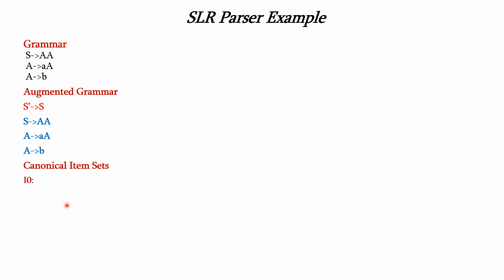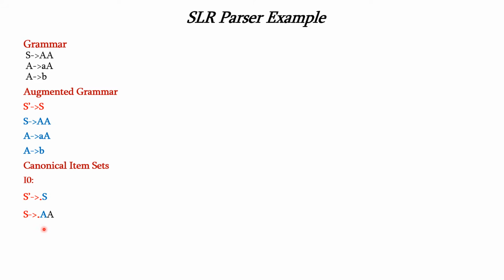For creating the initial item set, we have to introduce the dot before the start symbol in the RHS of the augmented grammar. So here before the start symbol S, we place the dot: S' → .S. Whenever a dot is before a variable, we write the relevant productions of that variable. For S, we have one production, S → AA. While writing the productions, we place the dot in the RHS before the first symbol. So we write S → .AA.